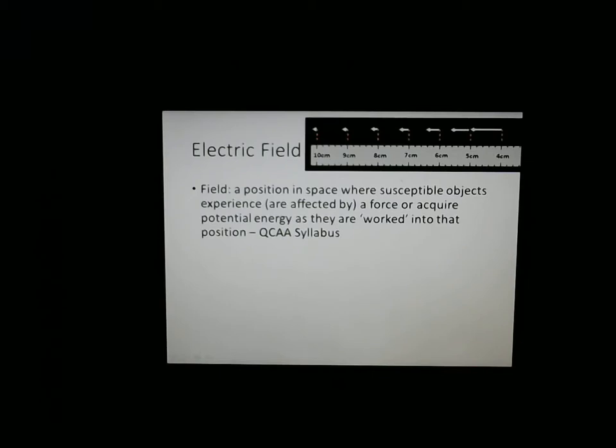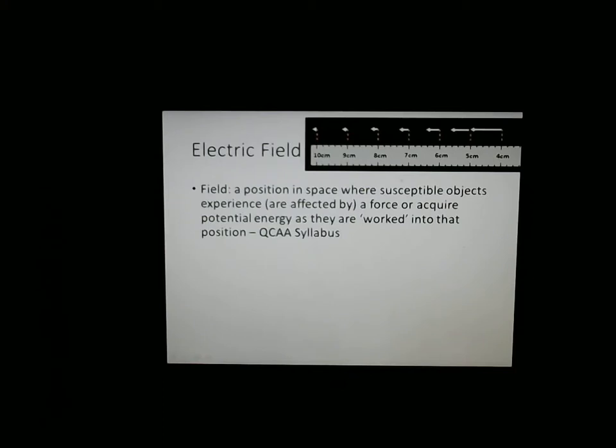So a field is a position in space where susceptible objects experience a force or acquire potential energy as they are worked into that position. Okay? So if we think about an electric field, if you've got two positives, you have to apply some energy to bring it closer to that positive charge. If we have a gravitational field, you've got to do some work to lift things away from larger gravitational objects. You've got to put some energy in to lift something off the ground.